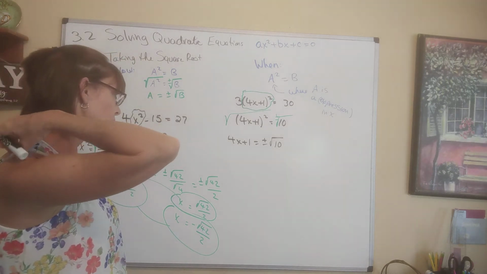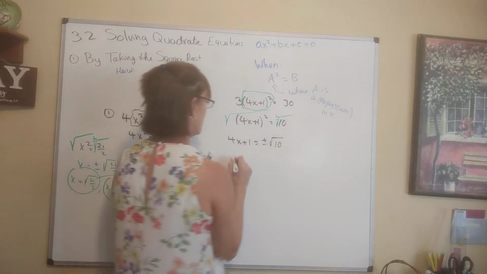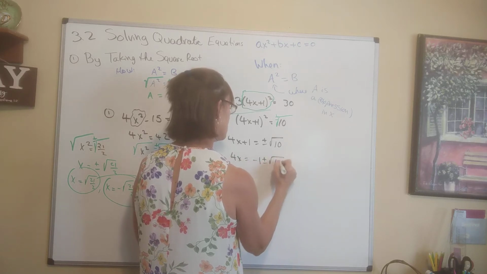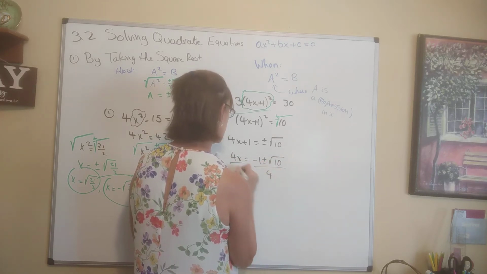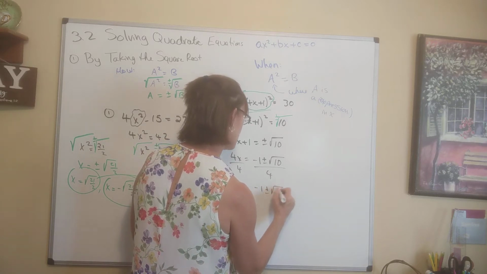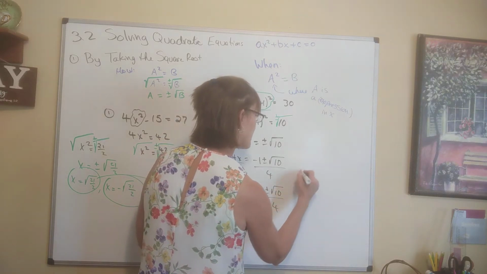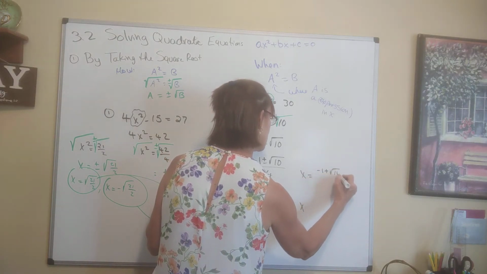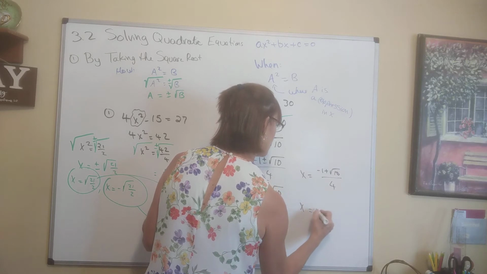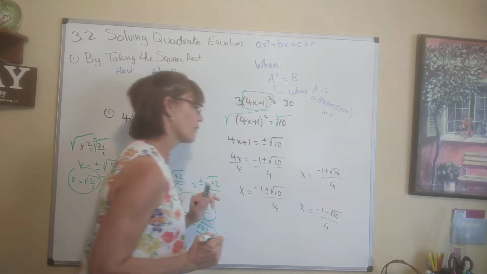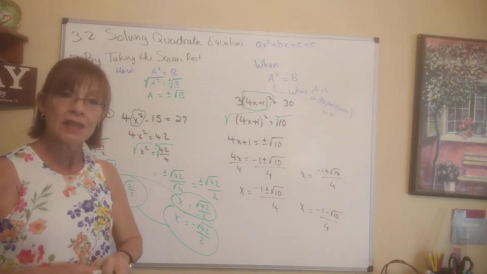So I subtract 1 from both sides first, and I get 4x is negative 1 plus or minus the square root of 10. And then I divide by 4. X is going to be negative 1 plus or minus the square root of 10 over 4. If I write these answers separately, I'll get x is negative 1 plus the square root of 10 over 4, and negative 1 minus the square root of 10 over 4. Okay, so that is the method of taking the square root.